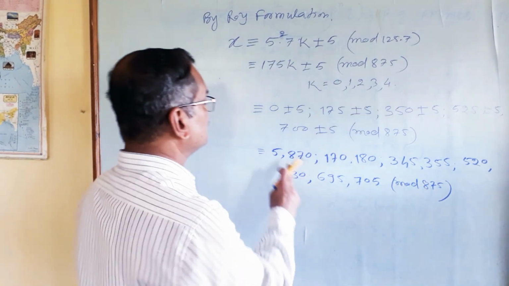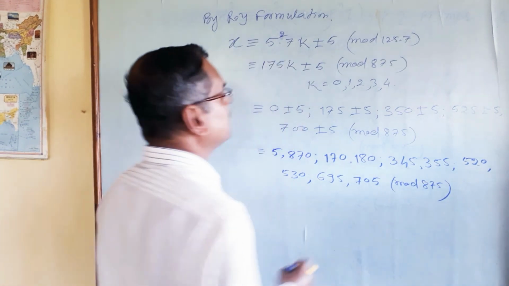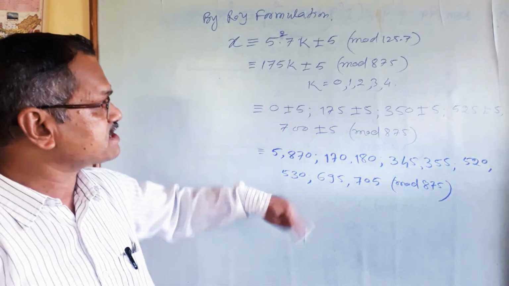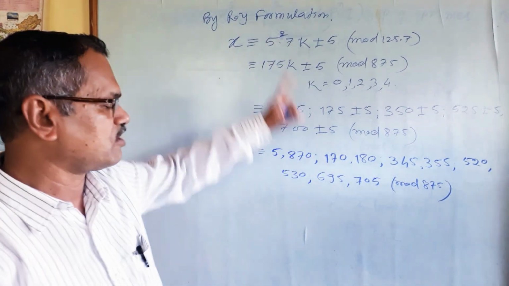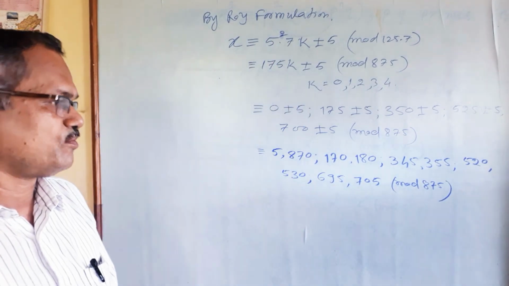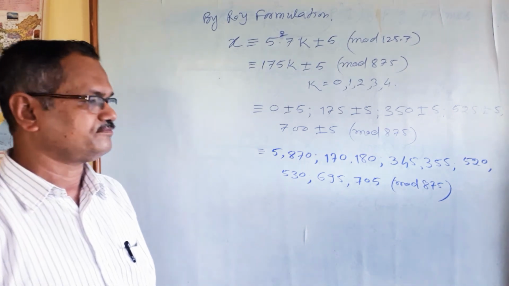875. These are the 10 solutions because p is 5, it's double means 5 is double is 10. These are the 10 solutions of this congruence, that x square congruent 25 mod 875.